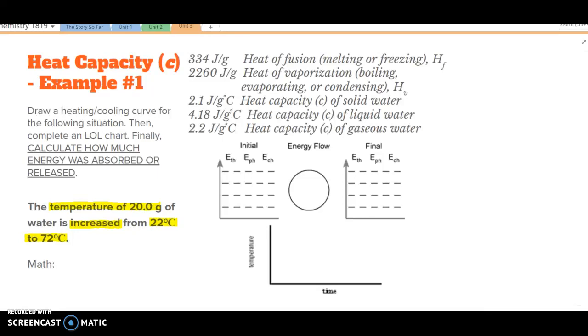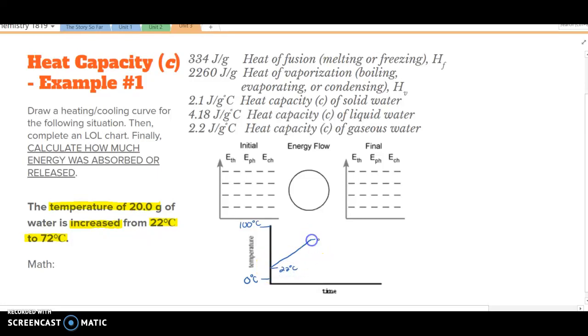Observing a change in thermal energy, it's most helpful for us to first create our temperature versus time graph. So for water, we're going to have our freezing temperature on the graph at 0 degrees Celsius and our boiling temperature of water at 100 degrees Celsius. And we can see that our water is increasing from 22 degrees Celsius up to 72 degrees Celsius.